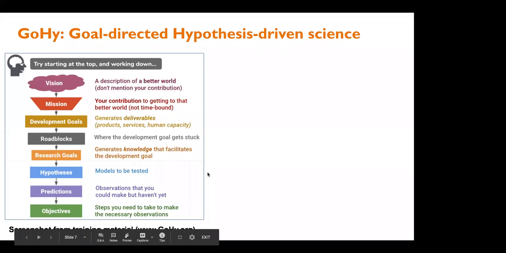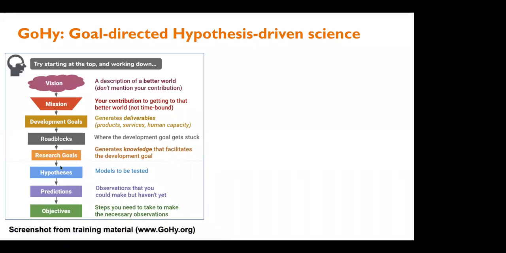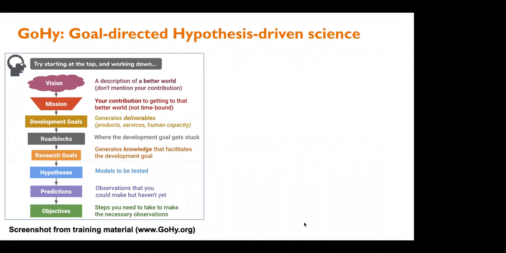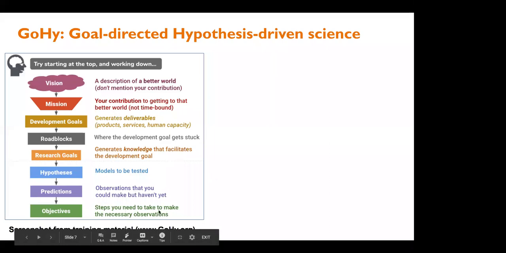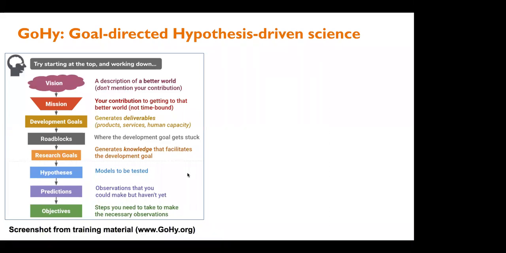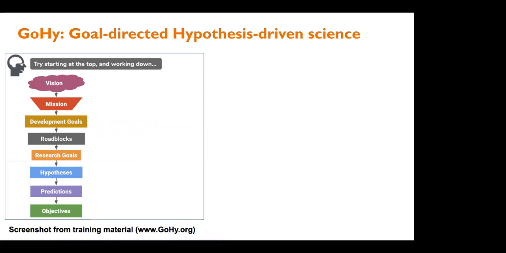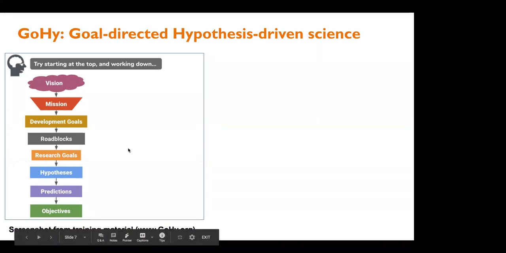This goal-directed, hypothesis-driven science, we've been working really hard on that. This is a screenshot from training material for Go High. If you're interested in learning more about the details, it's available at gohigh.org. I'm just going to block that out, because I would really be happy to do more training with anybody who wants to do that. But really it's a rigorous logical chain for goal setting above and connecting that to hypothesis testing below.